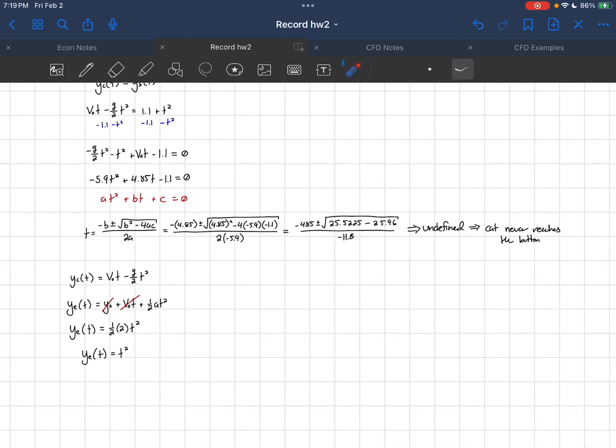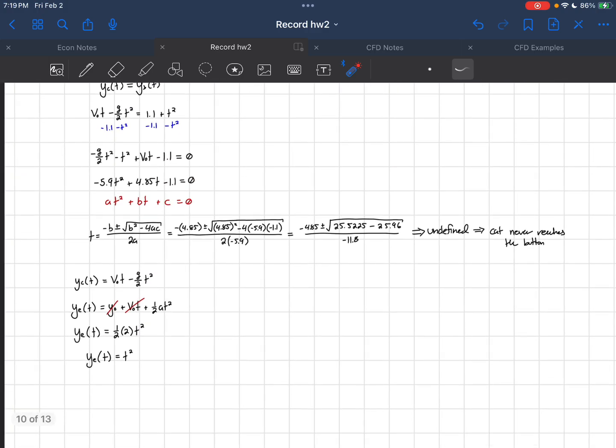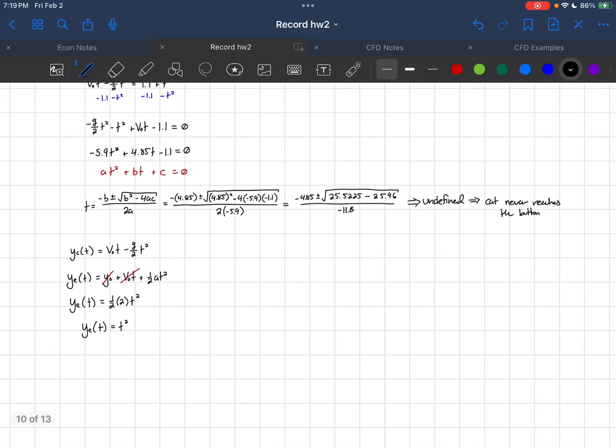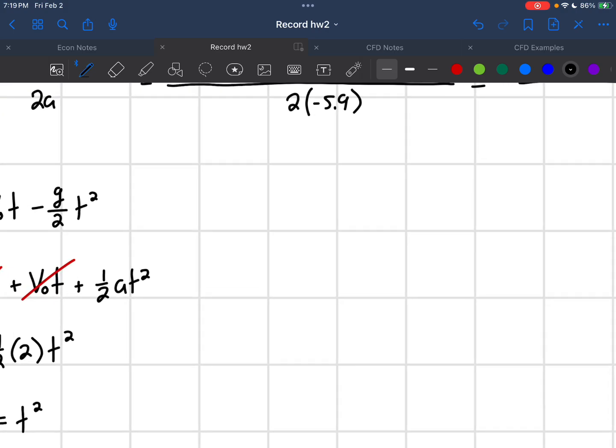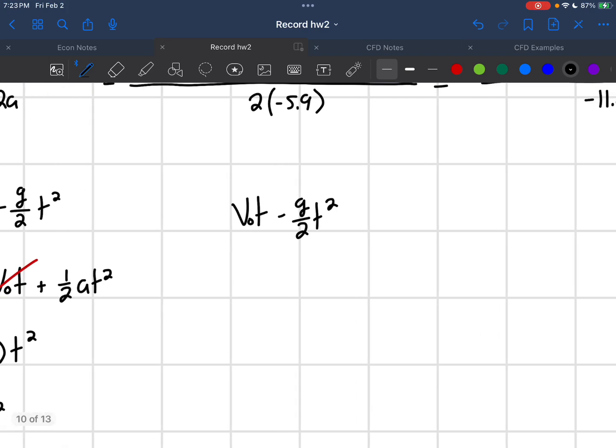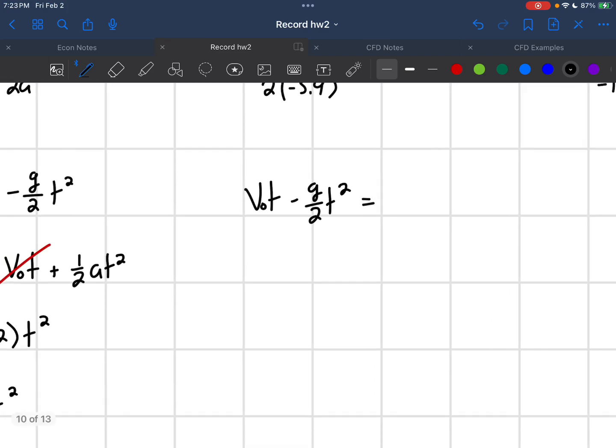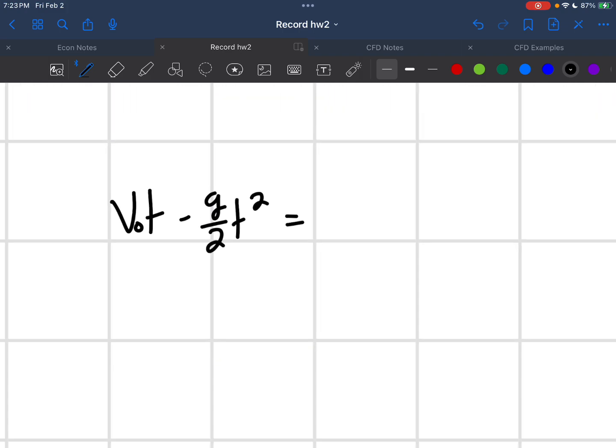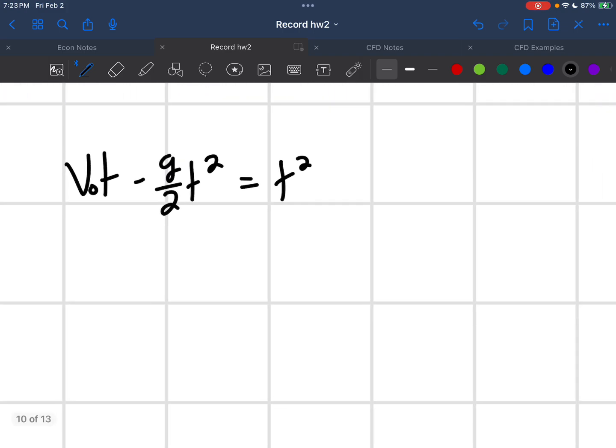So now what I have to do is come up here and set them equal. So this one's a little short, so I can rewrite this: v naught t minus g over 2 t squared. That's my equation for the cat. And I'm setting that equal to the equation for the elevator floor, which was just t squared. Not the elevator button, the elevator floor. Sorry.